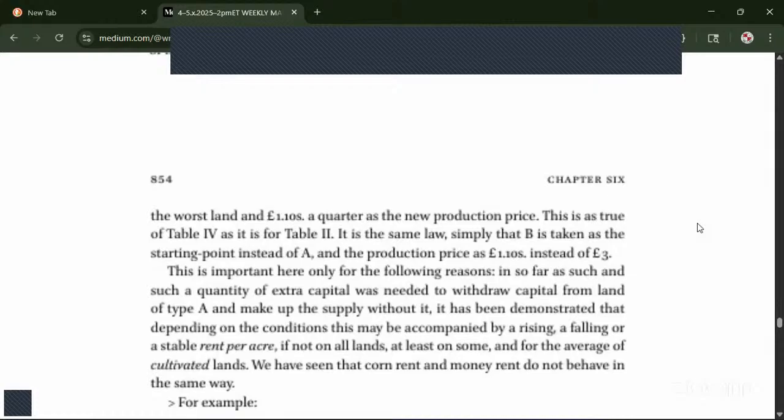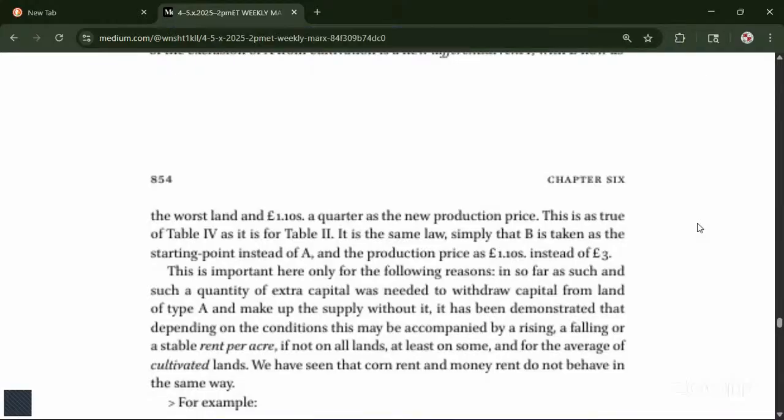This is important here only for the following reasons. Insofar as such and such a quantity of extra capital was needed to withdraw capital from land of type A and make up the supply without it, it has been demonstrated that depending on the conditions, this may be accompanied by a rising, a falling, or a stable rent per acre, if not on all lands, at least on some, and for the average of cultivated lands.